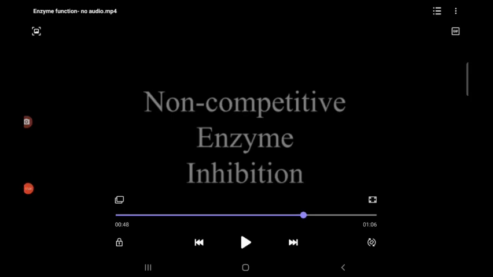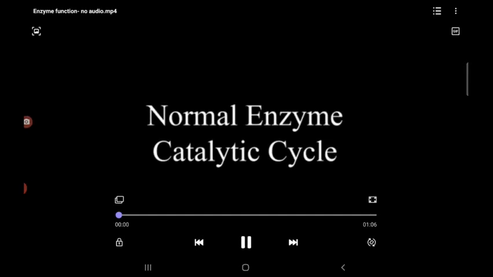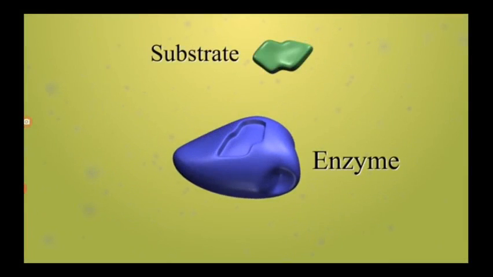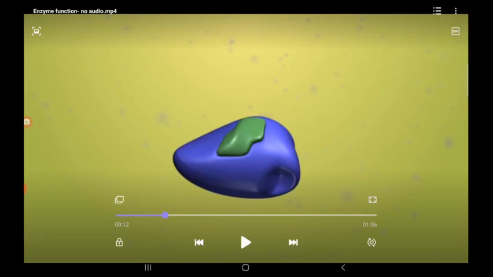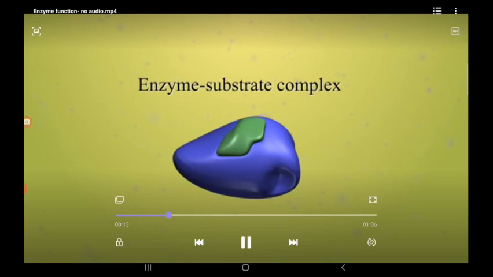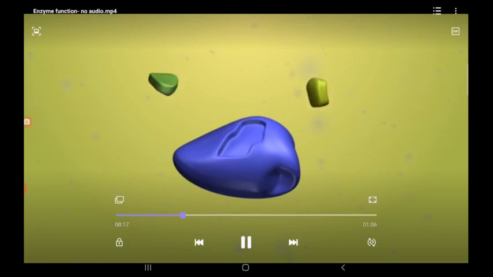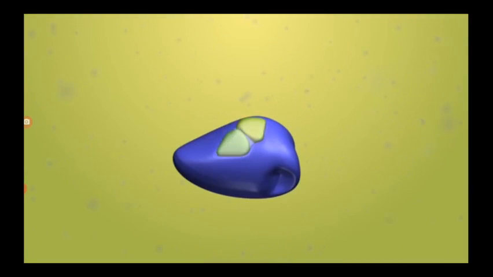So let's revise one more time with an animated video. In general, this is an enzyme, and this is the active site. You can see the substrate is binding with the active site, and there is some other site present on the enzyme known as the allosteric site. You can see it in this enzyme structure. Thus the enzyme substrate complex is formed, and then the substrate is broken down into the product, and the enzyme is now ready to bind with another substrate.